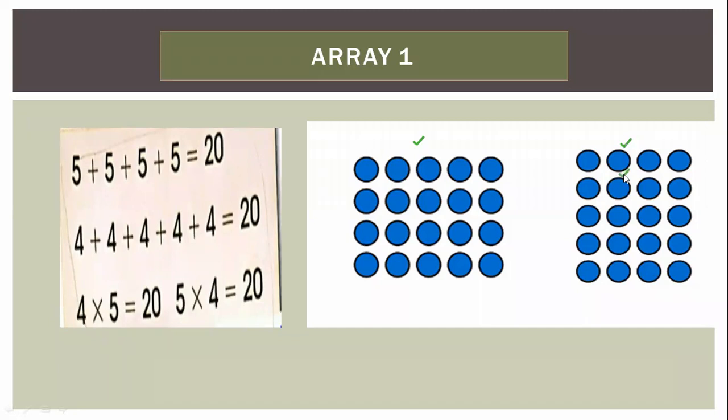Moving on to the second array. Let's see what that question is. Here it was 5 multiplied by 4, or 4 multiplied by 5 equals 20. And you have to draw this diagram in front of the equation. For this diagram, you have to draw 5 circles in columns and 4 circles in rows. So this will make 20, and your answer is going to be correct.